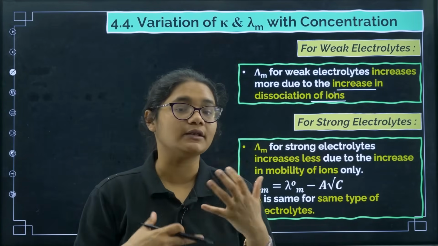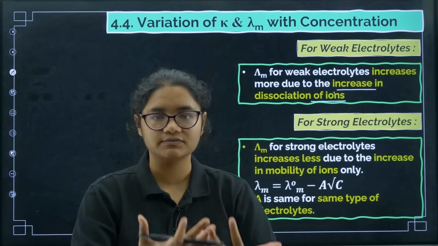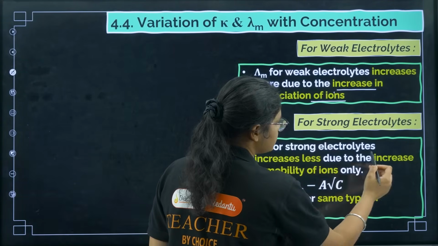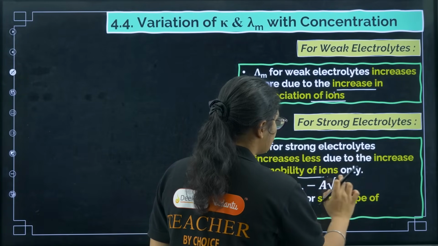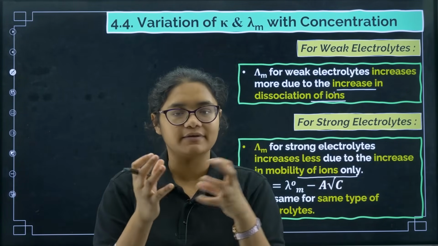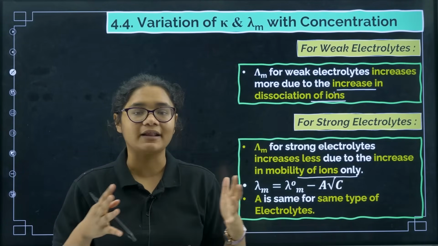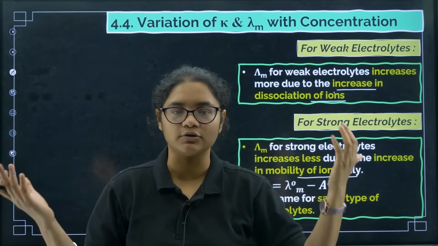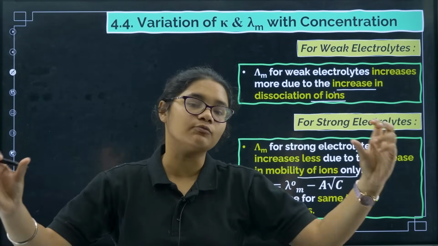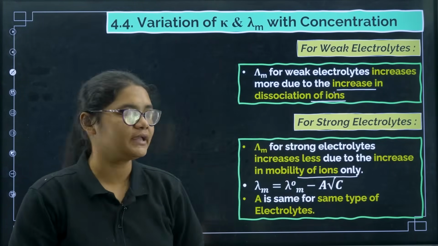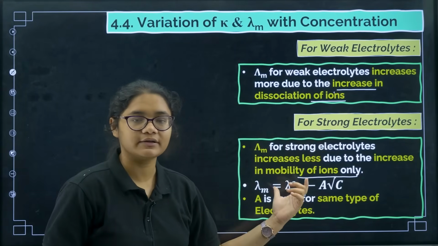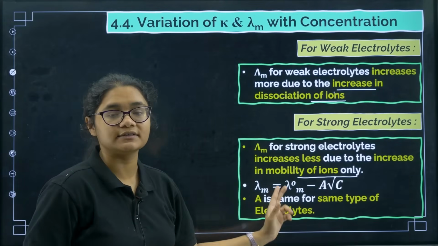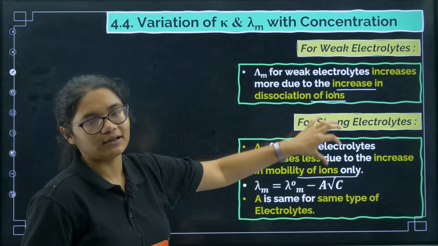When you dilute the solution, the dissociation will increase and more ions will be created, so the molar conductivity will increase. In strong electrolytes, lambda m increases less, due to the increase in the mobility of ions only. Earlier, the plus and minus ions were close to each other and attracted each other, so their mobility was slow. When you add a lot of water, the Na plus and Cl minus ions are separated and can move independently, so their mobility increases. So molar conductivity increases for both. For weak electrolytes it increases due to increased dissociation, for strong electrolytes due to increased mobility. That is why the increase is more for weak and less for strong electrolytes.